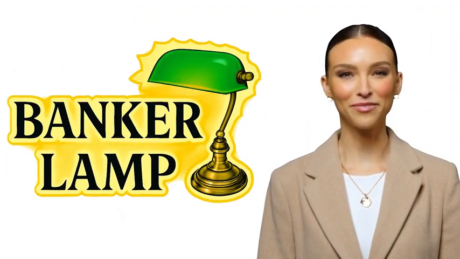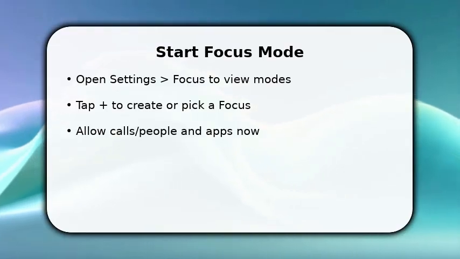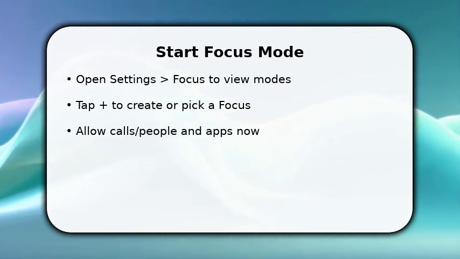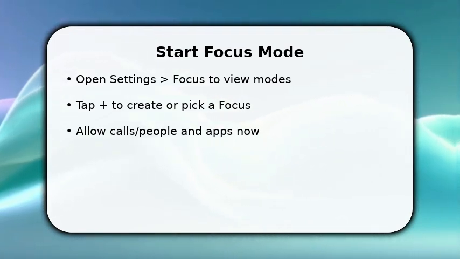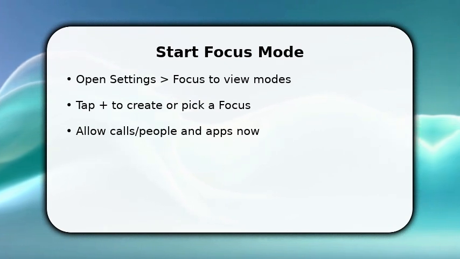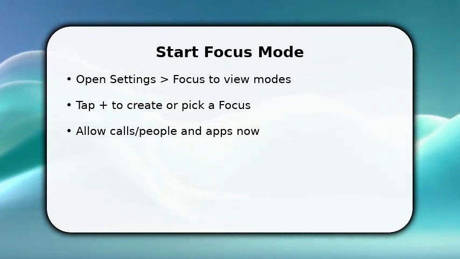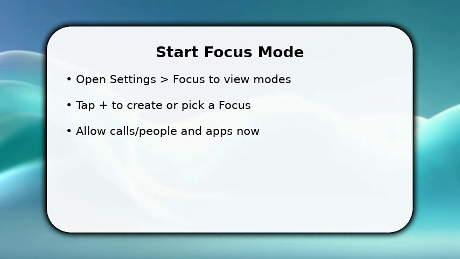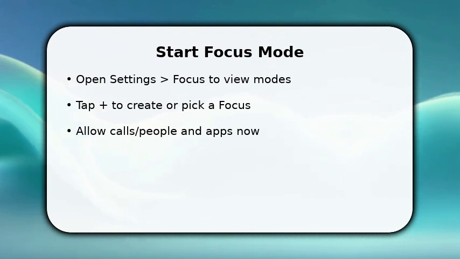Please enjoy the video. You begin by opening settings and tapping focus so you control interruptions immediately. Choose an existing focus or tap the plus to make a new one. Name it so it's recognizable. Next, allow specific people and apps. This creates safe exceptions so urgent contacts still reach you.